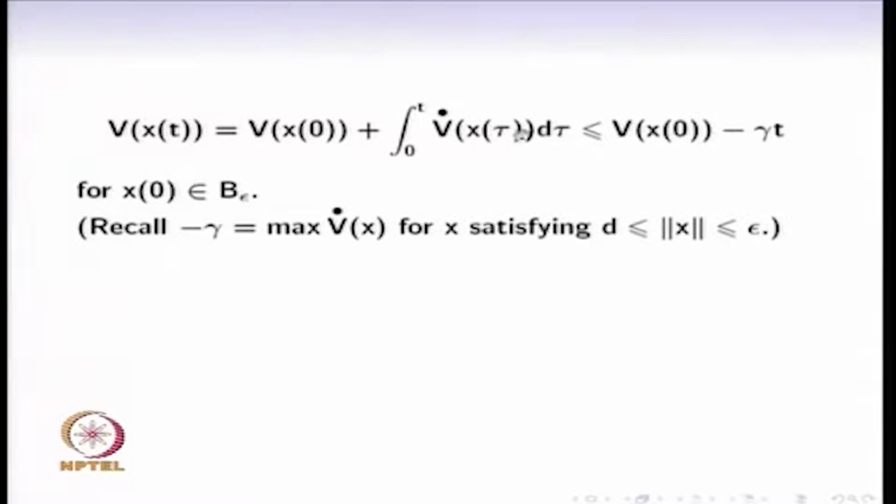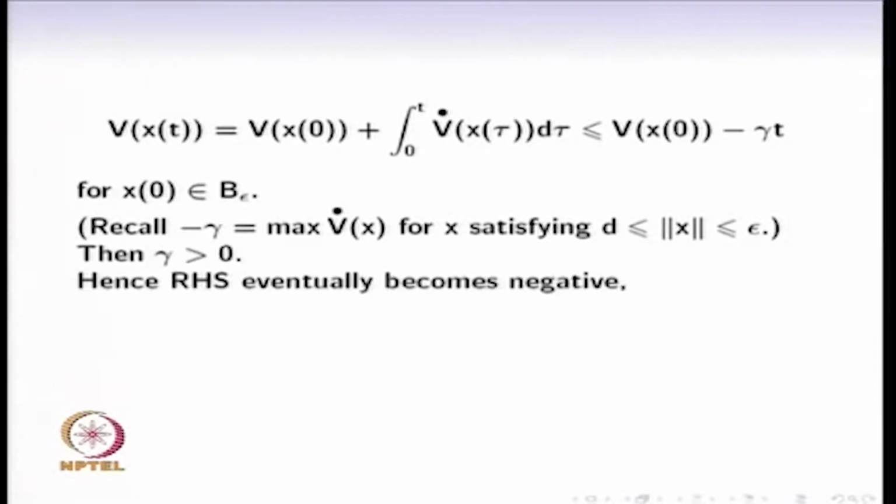Why would it become larger? Because instead of v dot, we have replaced it with something that can be larger. Minus gamma is the maximum value that v dot can be over that set, and hence we have integrated minus gamma with respect to time, and we get minus gamma t here. So what we have concluded is, at any time v of x of t is less than or equal to v of x of 0 minus gamma t, where recall that minus gamma was equal to the maximum of v dot over that set, and we also concluded that gamma is positive.